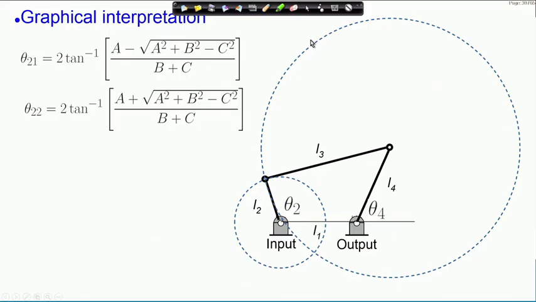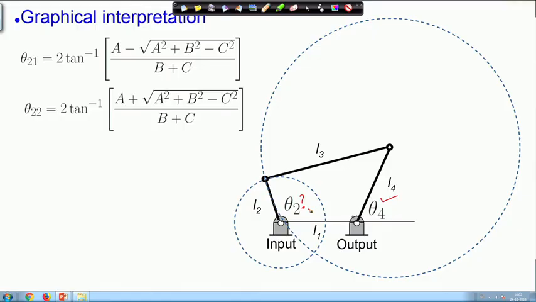So, once again the graphical interpretation of the two solutions that we have. What is given? Theta 4 is given and we have to find out theta 2. Because theta 4 is given, this is fixed, and of course, the location of this ground hinge is also known. We have to find out the location of this hinge, which was marked as P. If you consider the link L2, then P moves on this circle, the smaller circle. If you consider the link L3, then P moves on the larger circle.